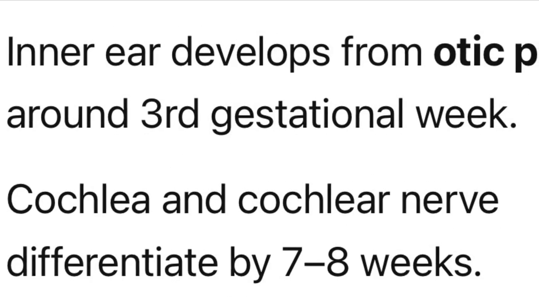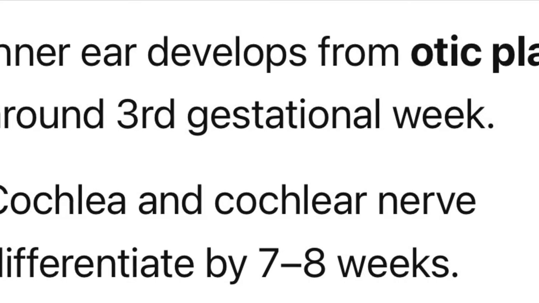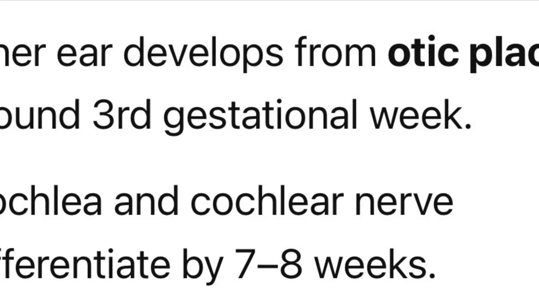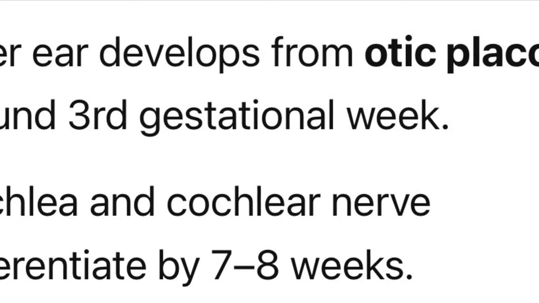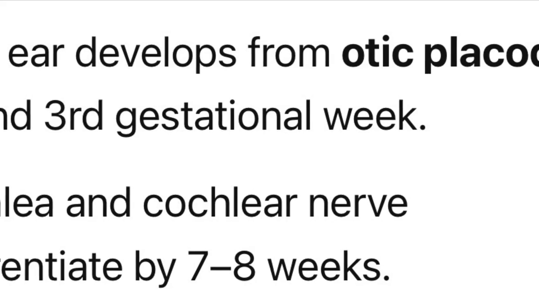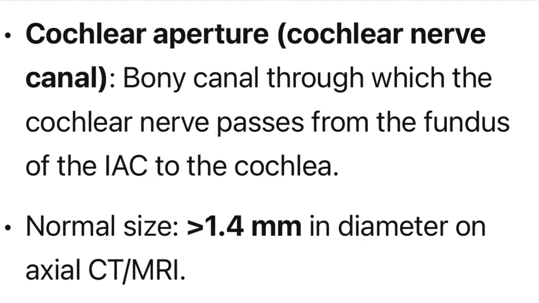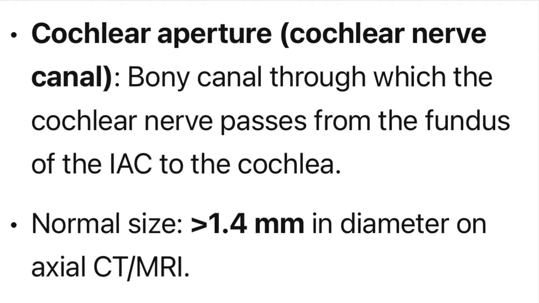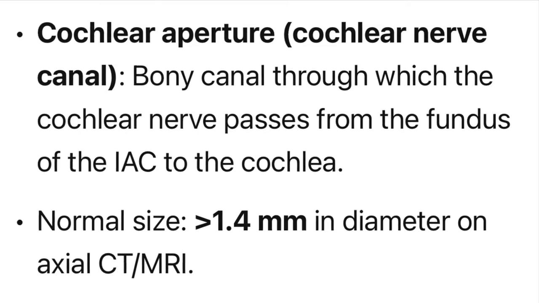The inner ear develops from the otic placode around the third gestational week, and the cochlear nerve differentiates by the 7 to 8 weeks. This cochlear aperture, or cochlear nerve canal, is a bony canal through which the cochlear nerve passes from the fundus of the internal auditory canal to the cochlea. Normal size is more than 1.5 mm in diameter on axial CT or MRI. So the normal dimension of this cochlear aperture or canal is more than 1.4 mm.